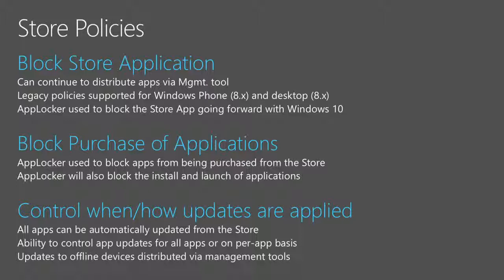So for apps that you say, you know what, I trust this app, I'm not too worried about it breaking anything, just go get it from the store, great. Or you can have more granularity to do that on a per app basis now with Windows 10. And the second part is for offline devices. If those devices are unable to connect to the internet, you'll be able to get those updates via management tools. You'll be able to push that all down directly via management tool.